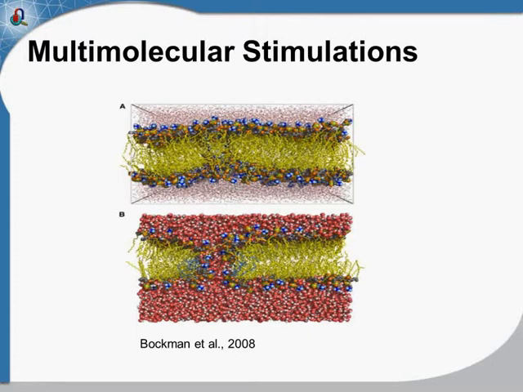Now the problem is that nobody until now could see the pores, and this is all a theoretical concept. However, it was recently confirmed by experimental data using multimolecular simulations, and what we can see here on the top is the model of the membrane. So the lipids are in yellow, the phospholipid heads are in blue, and the water molecules are in pink on the top. Once we apply the fields, the water on both sides of the membrane forms something which is called the water gaps.